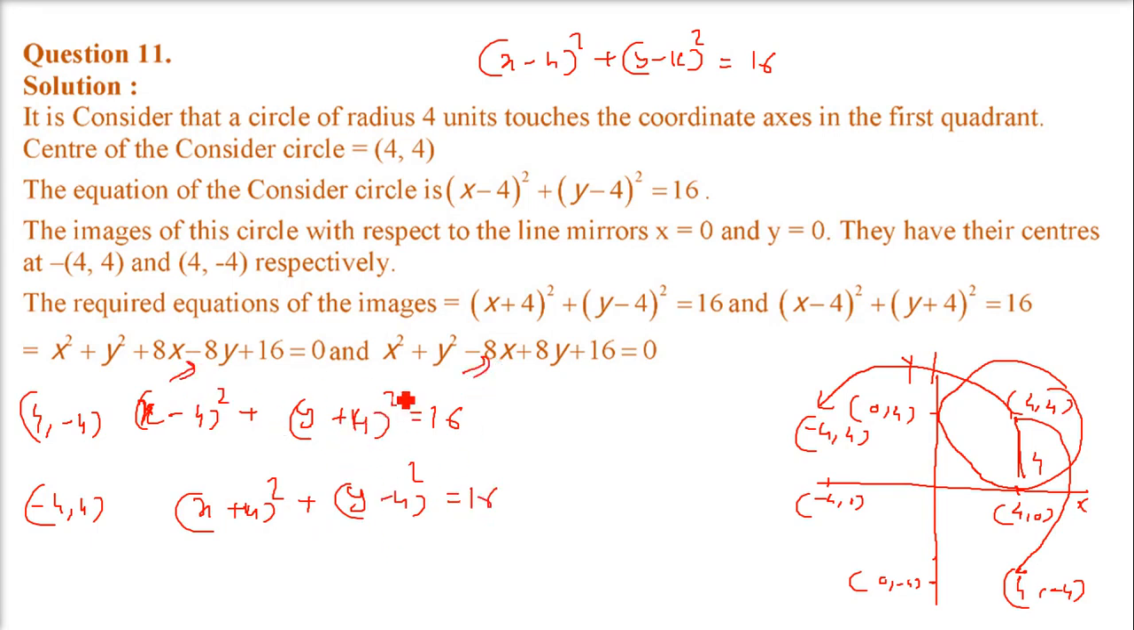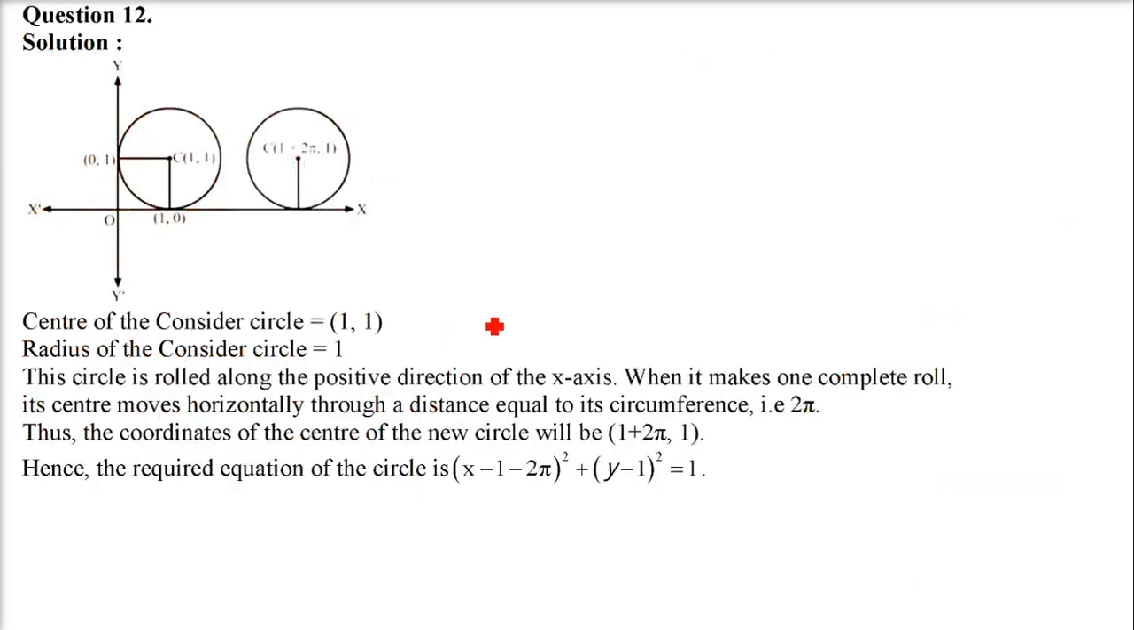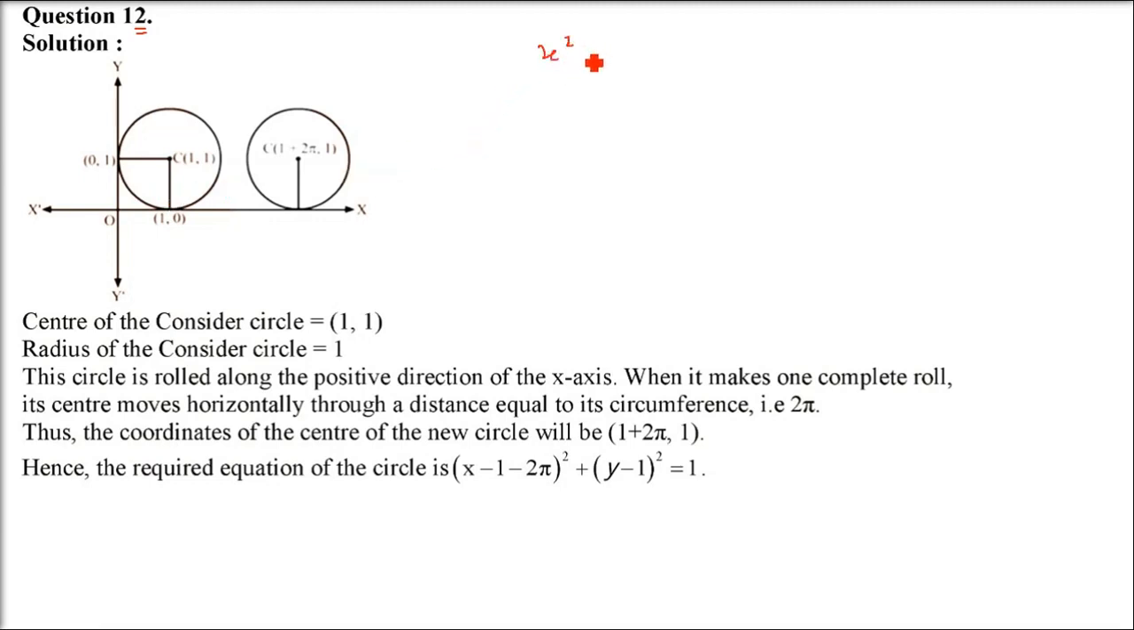If you open this, the circle is x square plus y square minus 2x minus 2y plus 1 equals 0. So this is the circle. Let me write it. X square plus y square minus 2x minus 2y plus 1 equals 0. And this is rolled along the positive direction of the x-axis and makes one complete roll, and find the equation of its new position.